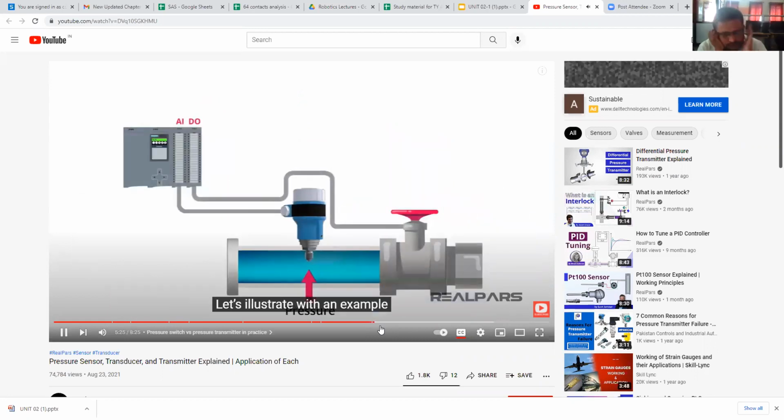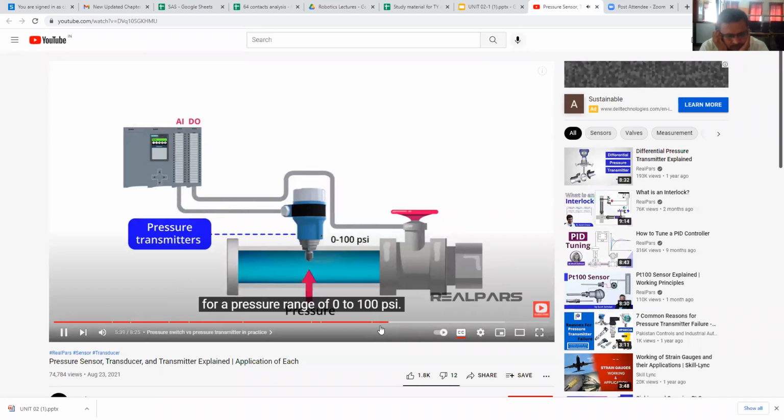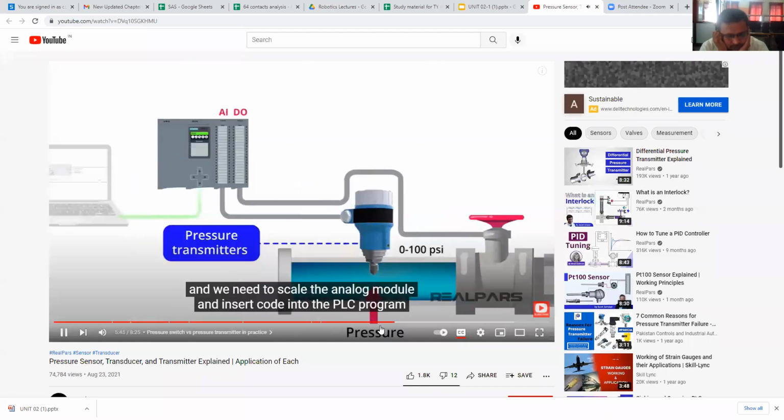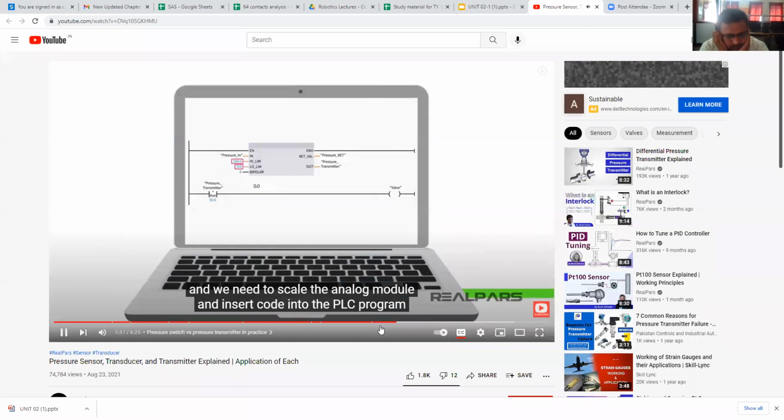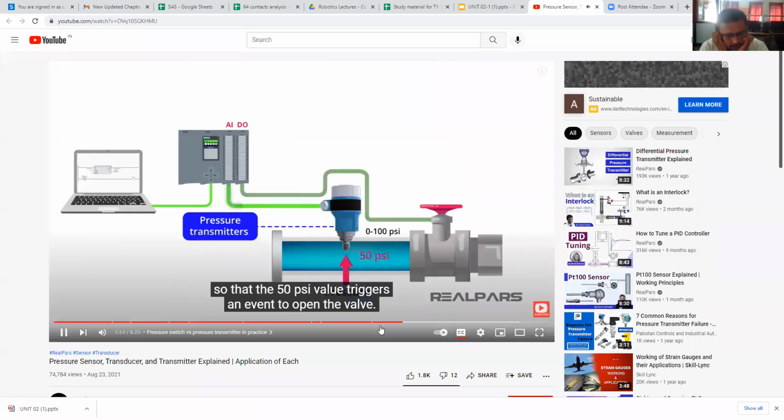Let's illustrate with an example. We have a process control system where we need to open a valve when the pressure in a pipe reaches 50 psi. We can use a pressure transmitter calibrated to produce a 4 to 20 milliamps output for a pressure range of 0 to 100 psi. We need an analog input module on our PLC, and we need to scale the analog module and insert code into the PLC program so that the 50 psi value triggers an event to open the valve.